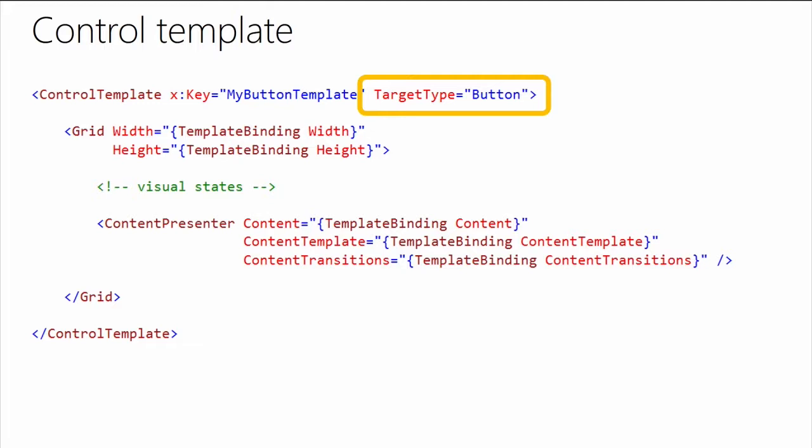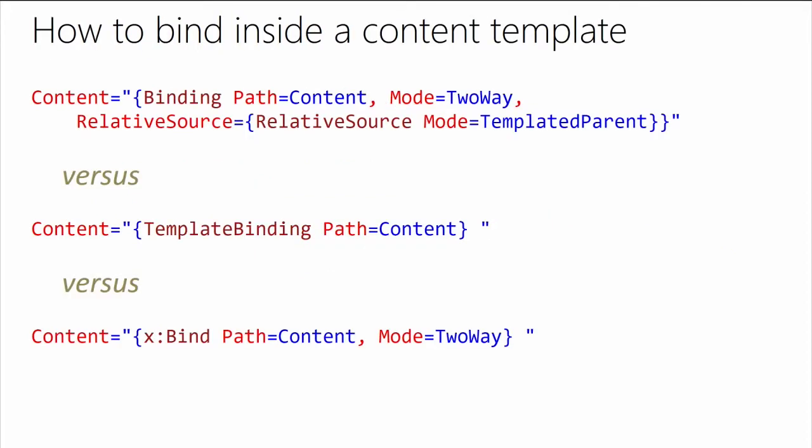But then you can see there's that grid, and then inside it is the content presenter. And then the content presenter itself is bound to the content property of the button. So remember, now we're no longer in a button because there's no such thing as a button. What we're in is a grid, and that grid has a content presenter going back to the implementation of a class called button. And so it has a property called content that we're using template binding, which sort of brings up an interesting discussion point here of how to bind inside a content template.